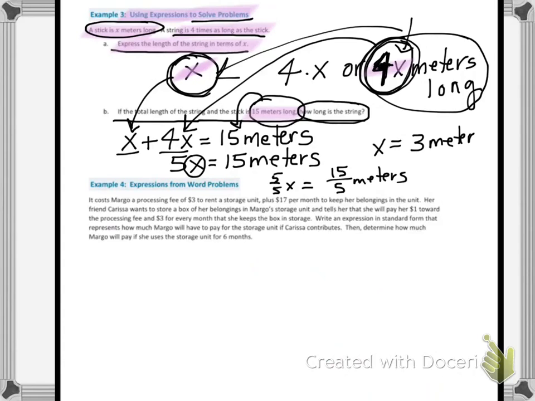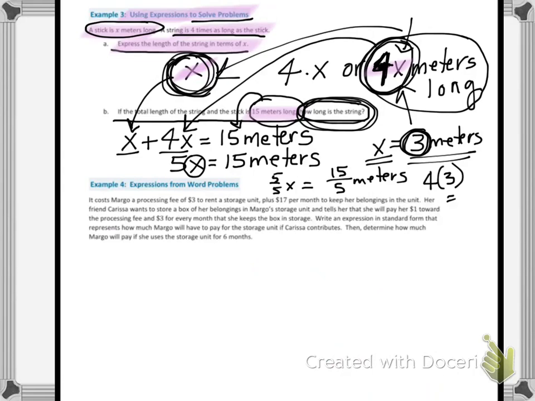Okay, and that's not my answer yet, of course, because x is actually the length of the stick. So the stick is 3 meters. All right, need to go one more step to find out what they're asking me for, which is actually the length of the string. So I know that the string is 4x. So I plug in my 3, which I've just solved for, into where the x is. So 4 times 3 equals 12. So my string is 12 meters long.